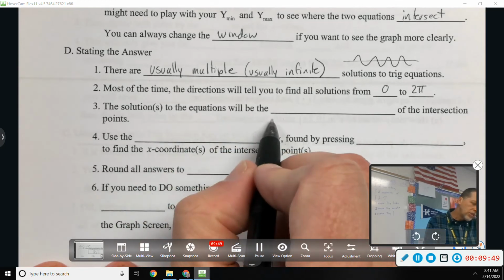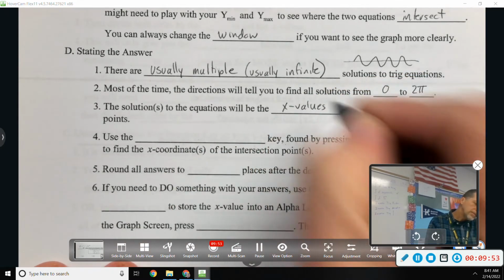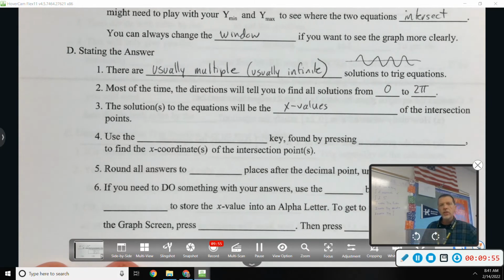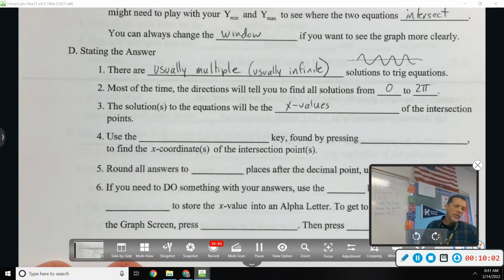The solutions to the equations will be the x values of the intersection points. The calculator will tell you the intersection points. You don't really care about the y value, you care about the x value.